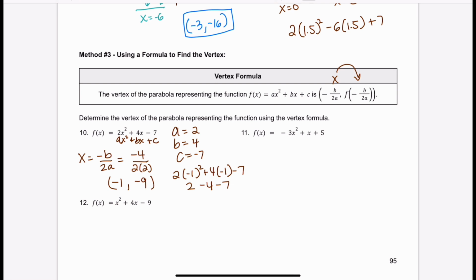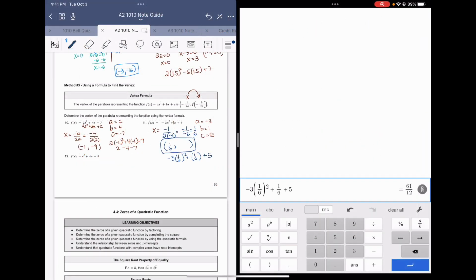For number 11, we're going to write down our a, b, and c. Our a is negative 3. Our b is, if there's not a number, it's a 1. And our c is 5. So to find my x, I take negative b. b is 1, so negative 1 divided by 2 times my a, which is negative 3. This is negative 1 divided by negative 6, which is a positive 1/6. When I put that into my calculator, I get 61 over 12, which is our y coordinate of the vertex.